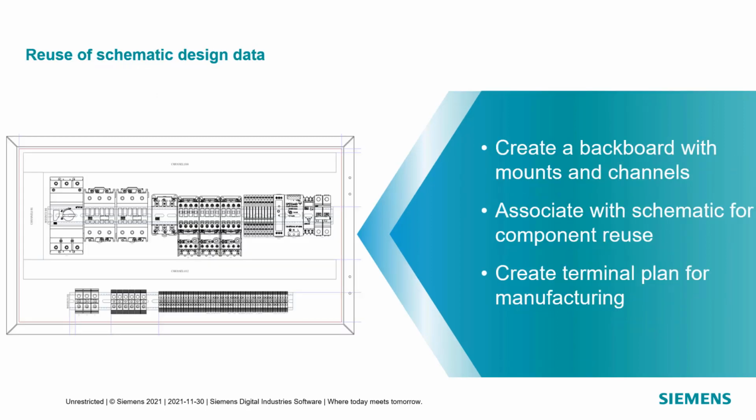In this next demonstration, we'll take a look at the downstream benefits of reusing the schematic design data. We'll focus on two main areas: creating a layout for our electrical control panel and the generation of a terminal plan table. We'll show how we can add backboards and industry standard mounts and channels. We'll then populate the components on the rails by reusing the information from the schematic diagram. And finally, we'll create the terminal plan that can be shared with manufacturing.